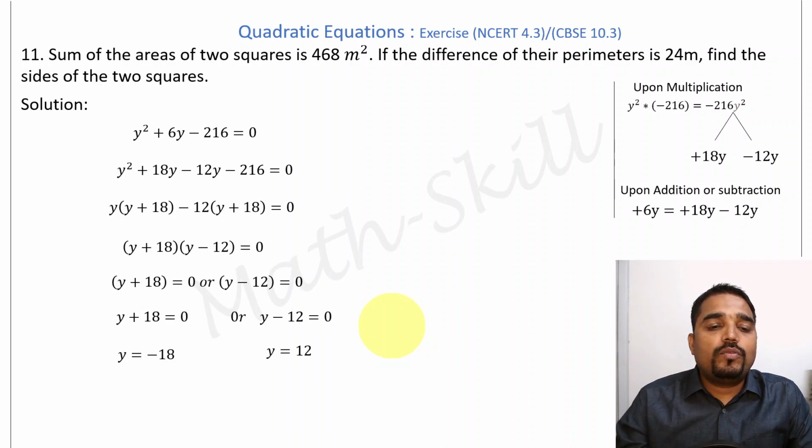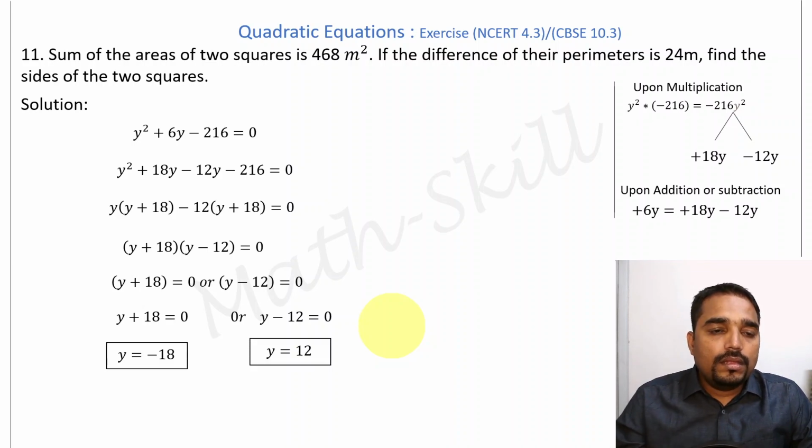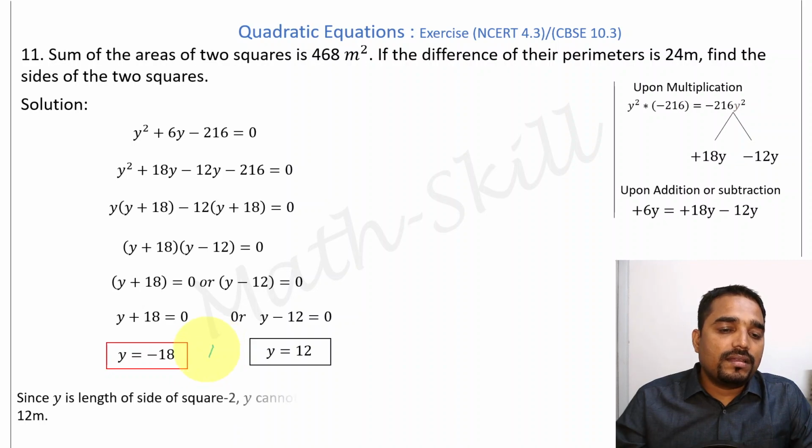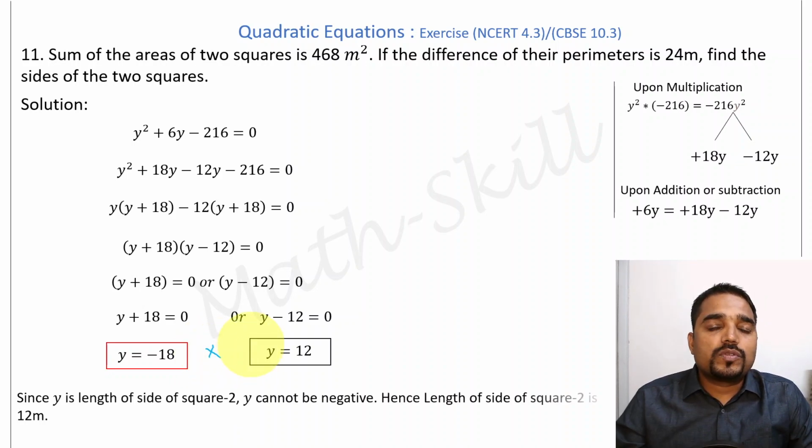So y is equal to minus 18 and y is equal to 12 are the required answers, that is length of side of square 2. Since it is length of a side, y is equal to minus 18 cannot be considered, as dimensions of a square cannot be negative. Therefore, y is equal to minus 18 is neglected, whereas y is equal to plus 12 meters is considered. Therefore, the square 2 is of side 12 meters length.